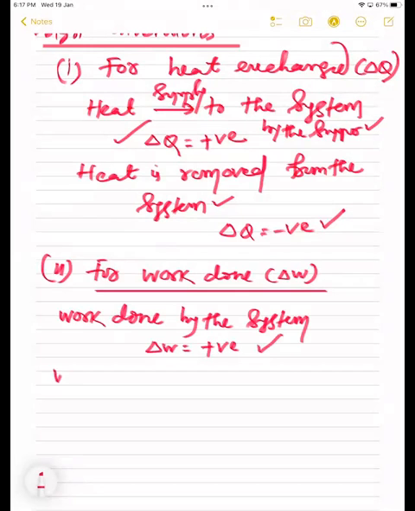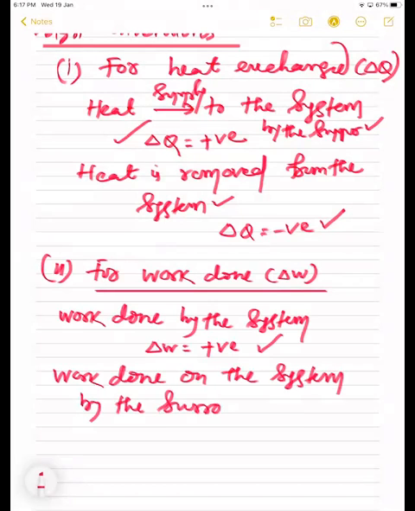Work done on the system. Work done on the system by the surroundings, right? Delta W is equal to how much? Negative, correct? Yes or no?